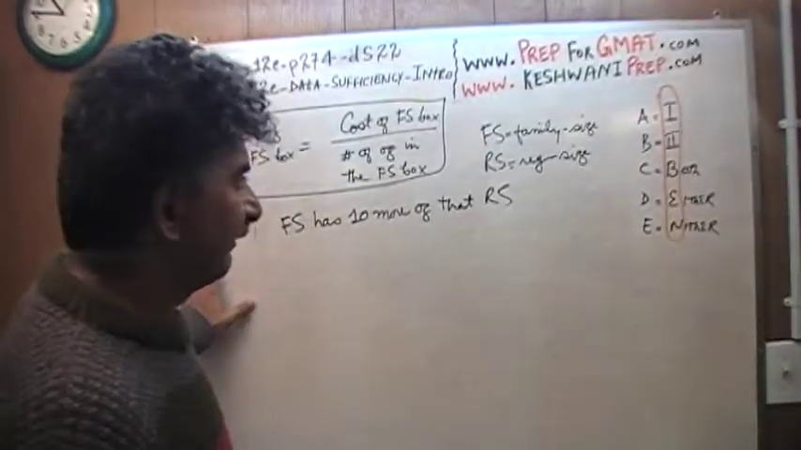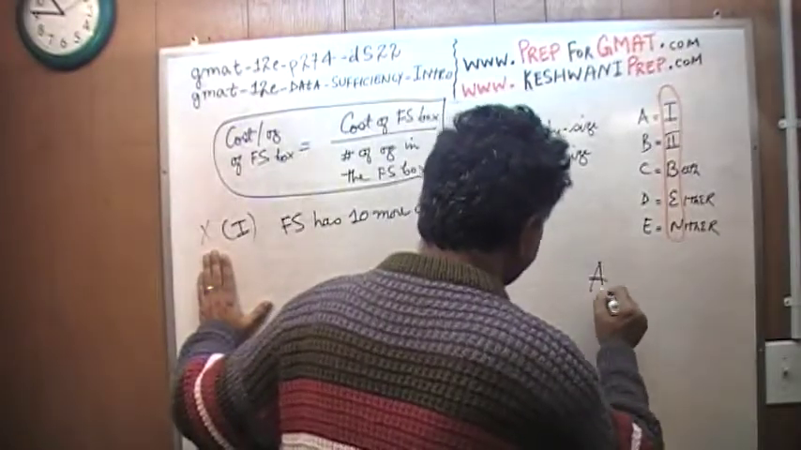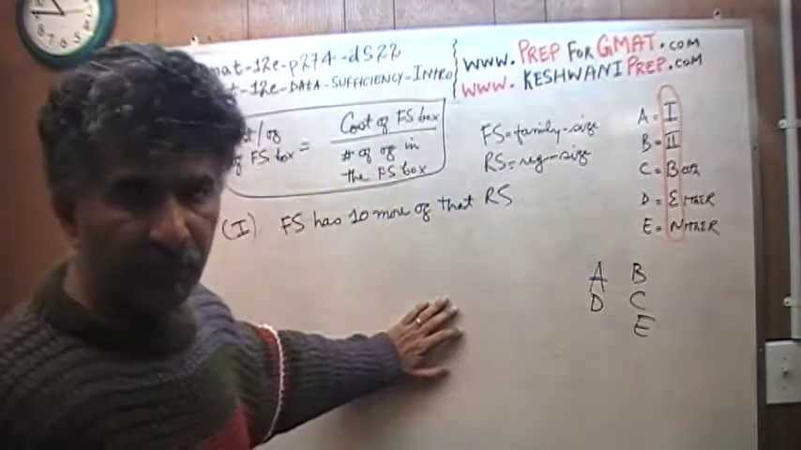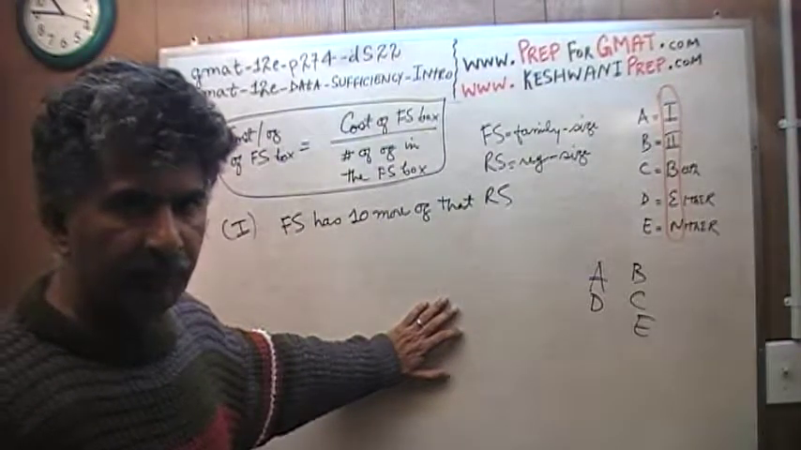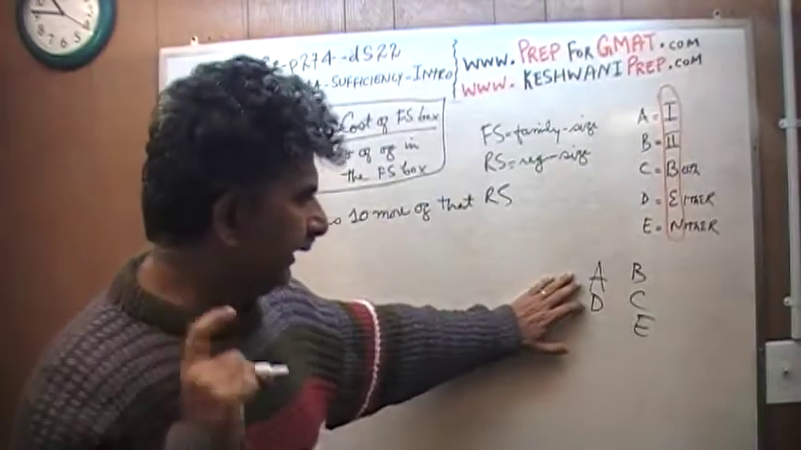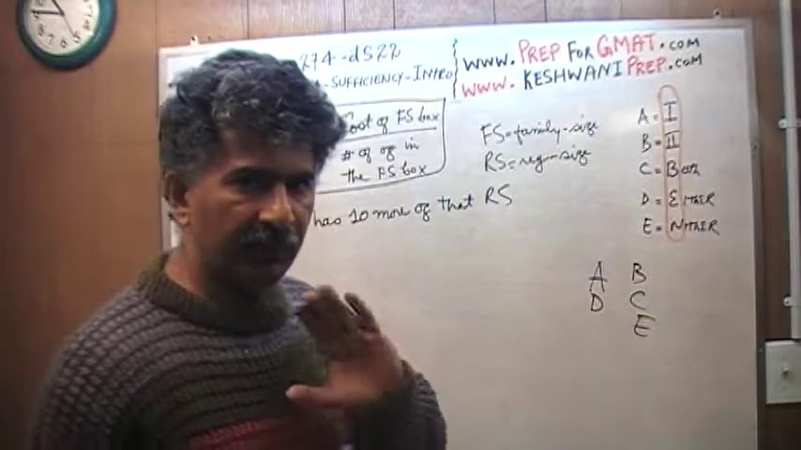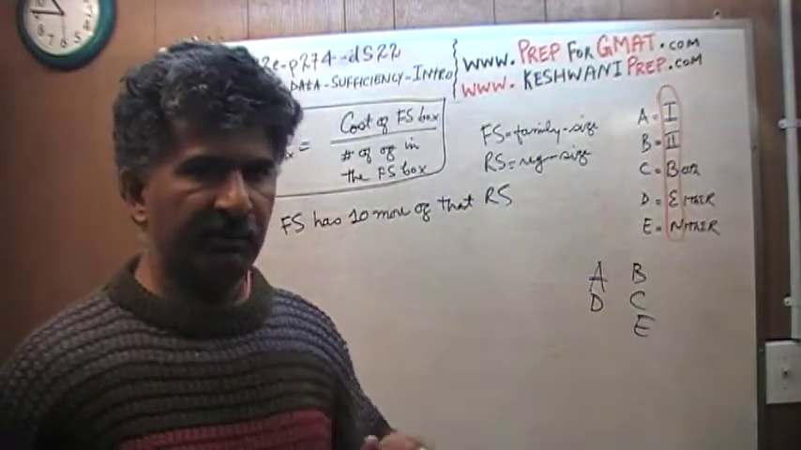So the first statement by itself is not enough. I forgot something. Since we are doing data sufficiency questions, as soon as the data sufficiency question pops up on the screen when you're taking the exam, get in the habit of writing A, D, B, C, E. A, D, B, C, E. Memorize it like that. Just rhyme it and memorize it and get in the habit of doing it.